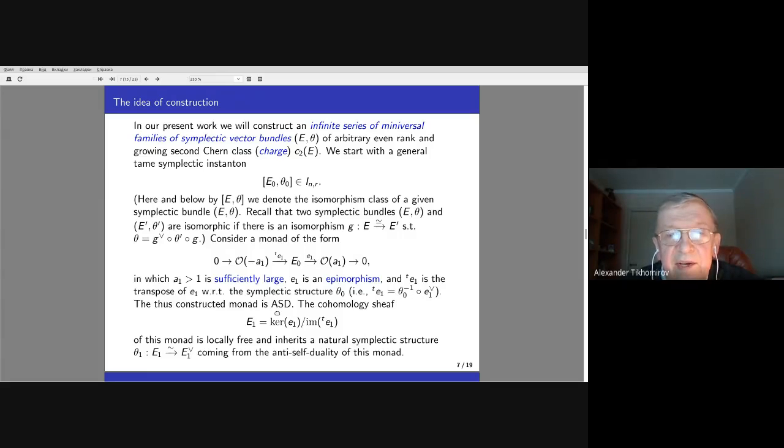So we have an anti-self-dual monad, and the cohomology of it is always a locally free sheaf, that is, a vector bundle. Let me denote it by E1. And on it we have a natural symplectic structure, theta 1, coming from the anti-self-duality of the monad.